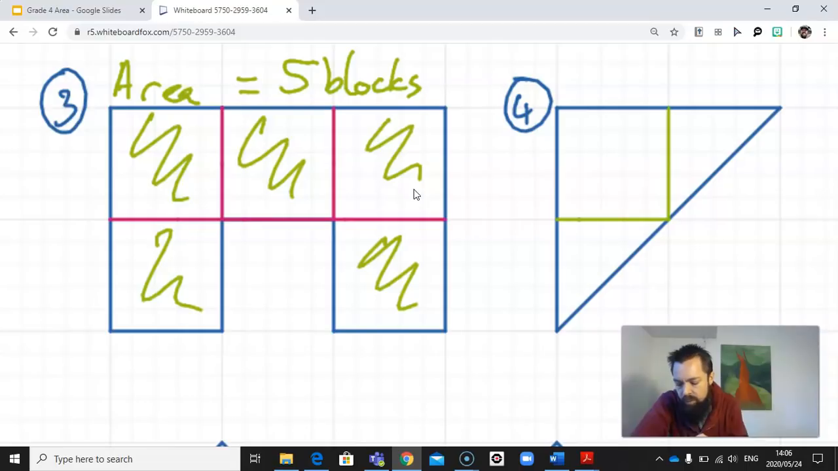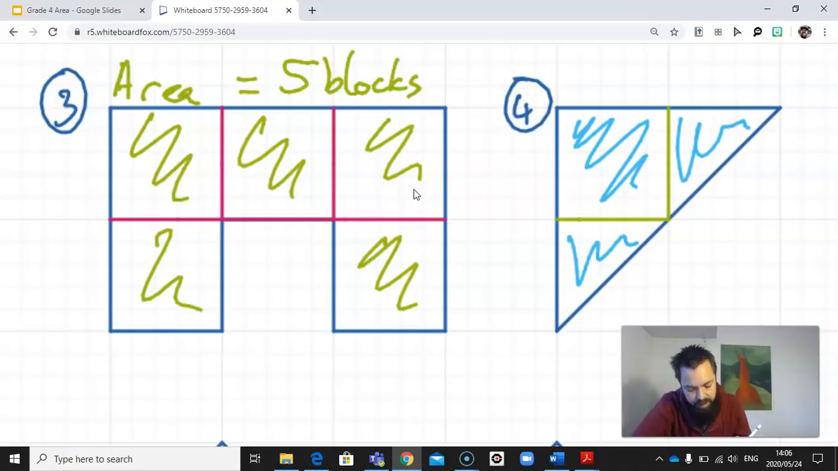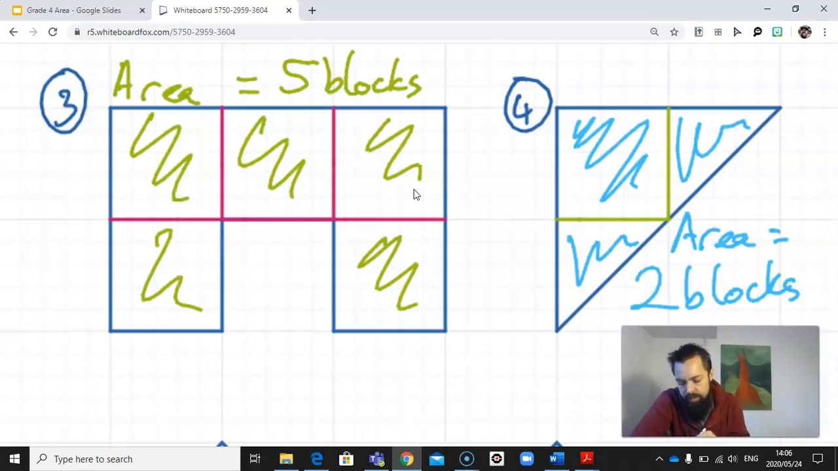So I've only got one whole big block, which means I have to look at the smaller blocks as well. So I can see that here's one whole one, but this half and this half make another whole. So the area is equal to 2 blocks. That's the big blocks.